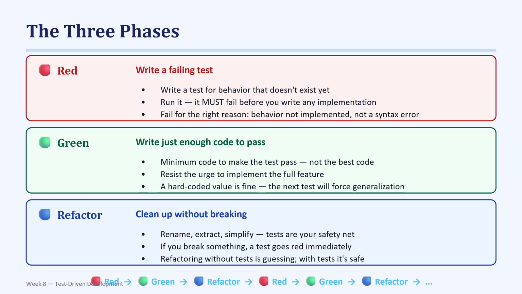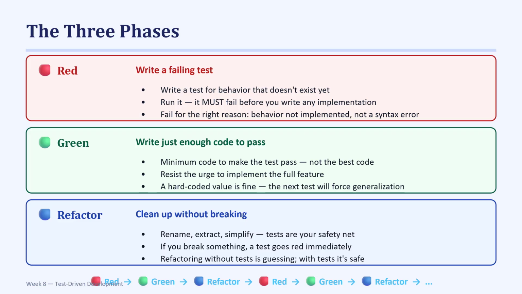Resist the urge to write the full implementation. If a ridiculously hard-coded value makes the test pass at this stage, that's fine, because the next test is going to make you generalize, and you're going to refactor, and you're going to improve. But we literally want the laziest minimum code that makes that test pass. And that's going to feel very contrary to the way that you have been writing code so far.